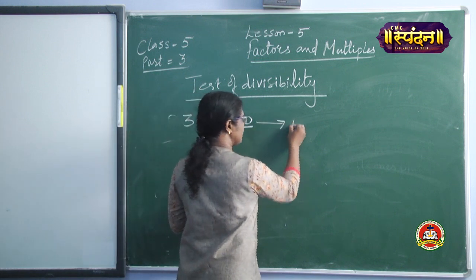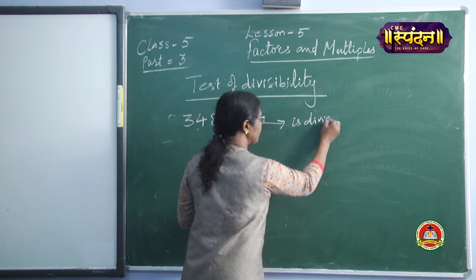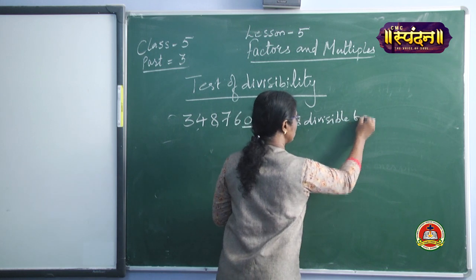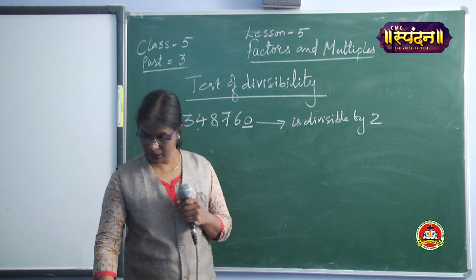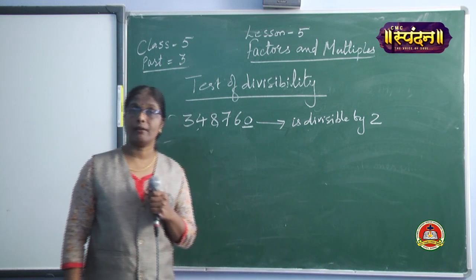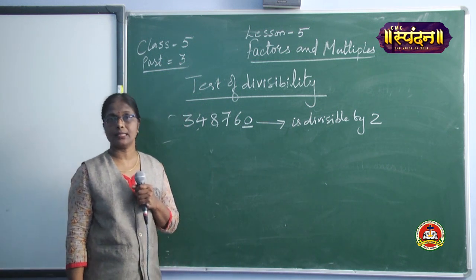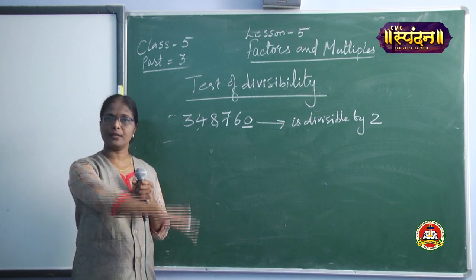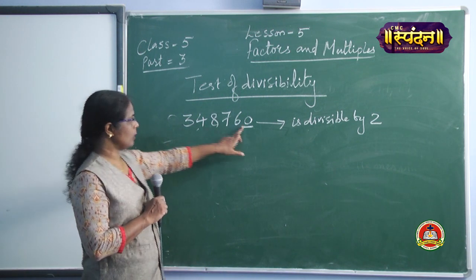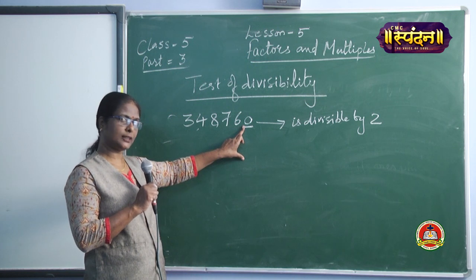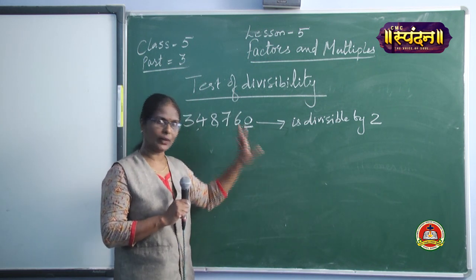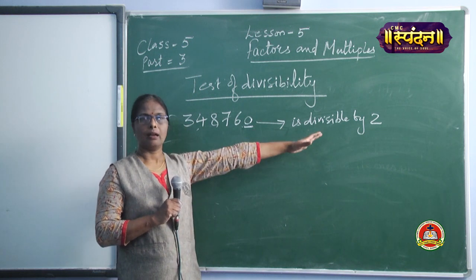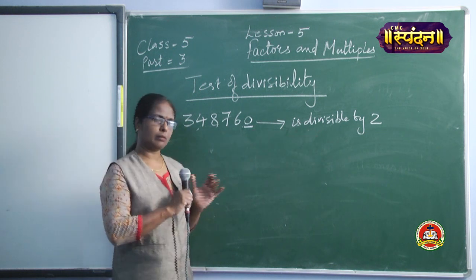That means this number is divisible by 2. We have learned the rule that if a number is having 0, 2, 4, 6, 8 in its ones place, then that number is divisible by 2. Now you check out here, it is having 0 in its ones place. That means this number is divisible by 2. Just seeing its ones place, you can confirm that this number is divisible by 2.